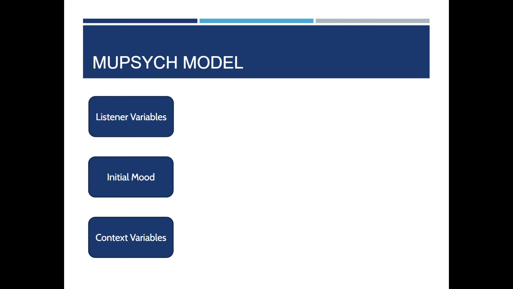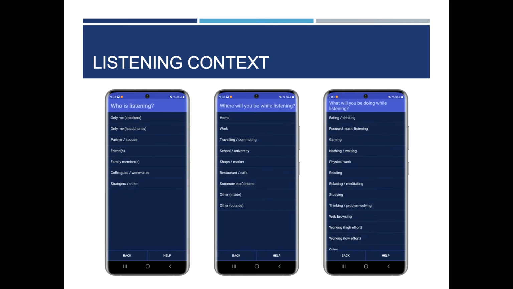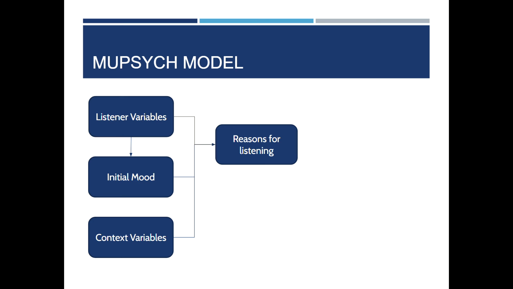Listeners report their music listening context, with screens here for who is listening, where they are, and what they are doing while listening. So they might be listening alone on headphones, or with their friends, at school, or in their bedroom, while doing housework or studying. So these context variables are very important for the emotional outcomes. All 3 of these first modules interact and influence and predict the reasons that someone has for listening.